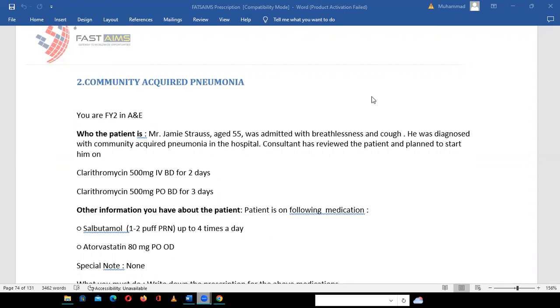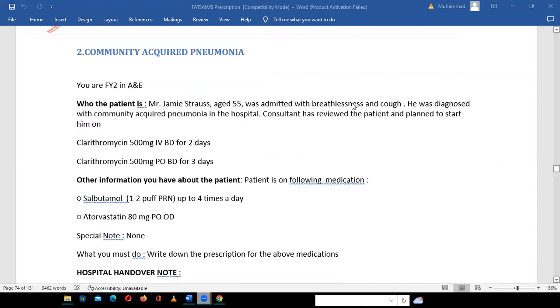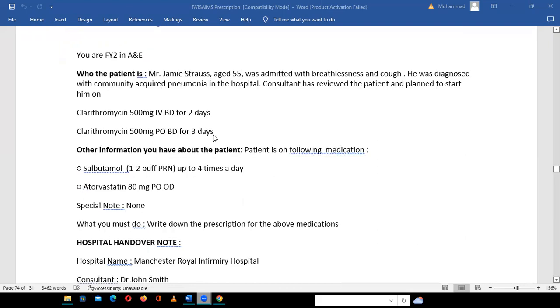You have got a patient named Mr. Jamie Strauss, 55 years old. He was admitted with breathlessness and cough, and he was diagnosed with community-acquired pneumonia in the hospital. The consultant has reviewed the patient and planned to start him on clarithromycin 500 mg IV BD for 2 days and clarithromycin 500 mg per oral BD for 3 days. So the same antibiotic is given, but the route is different. Here you have to give IV for 2 days and then orally for 3 days.